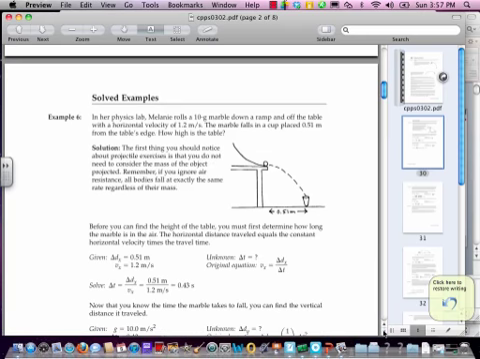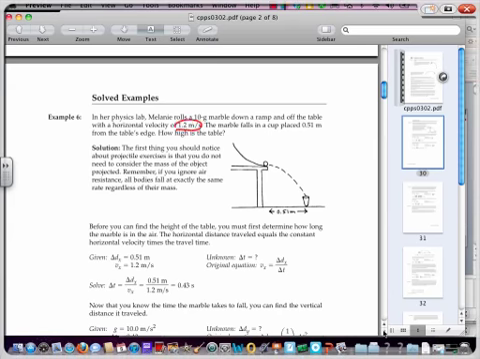All right, let's work through a few examples. In her physics lab, Melanie rolls a 10-gram marble down a ramp off the table with a horizontal velocity of 1.2 meters per second. The marble falls in a cup, placed 0.51 meters from the table's edge. How high is the table? Really all we need to know is how far it went horizontally, and we can figure out this distance. We don't really care about the mass. The mass of the marble is irrelevant because everything falls at the same rate if we neglect air resistance.